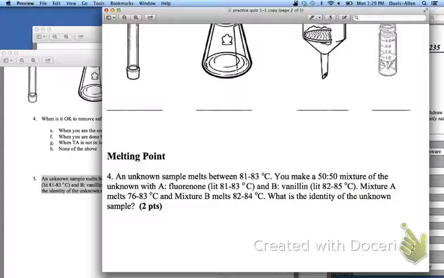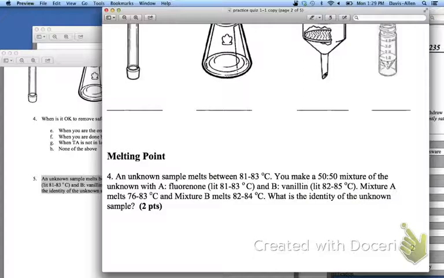Okay? We then take mixture B, so in this case it was vanillin, and we run the melting point. We get virtually the exact same melting point. What does that mean about the identity of the unknown? It's pure. It's the same.